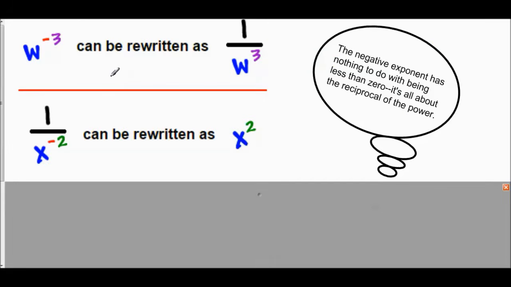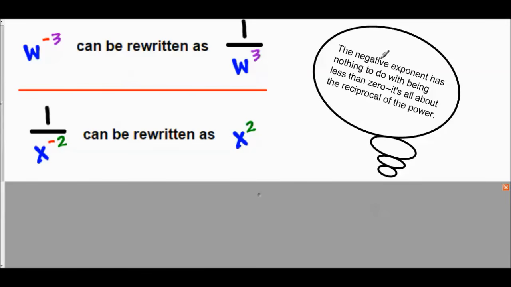So if I had W to the negative third power, that can be rewritten as 1 over W to the third power. Basically, that negative shoves the power, W to the third, down to the denominator. Or if it's the other way around, if I had 1 over X to the negative second power, that can be written as a positive X squared, because that negative moves it up to the numerator.